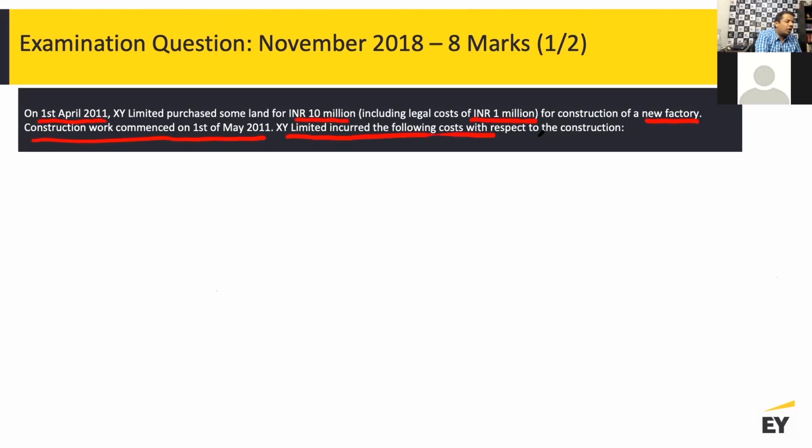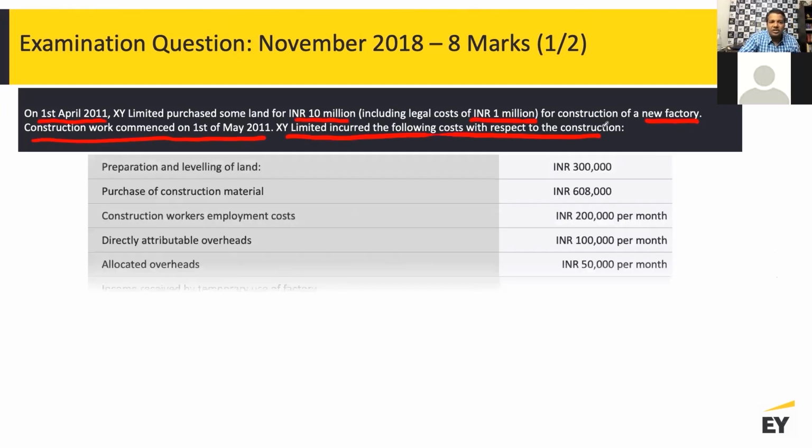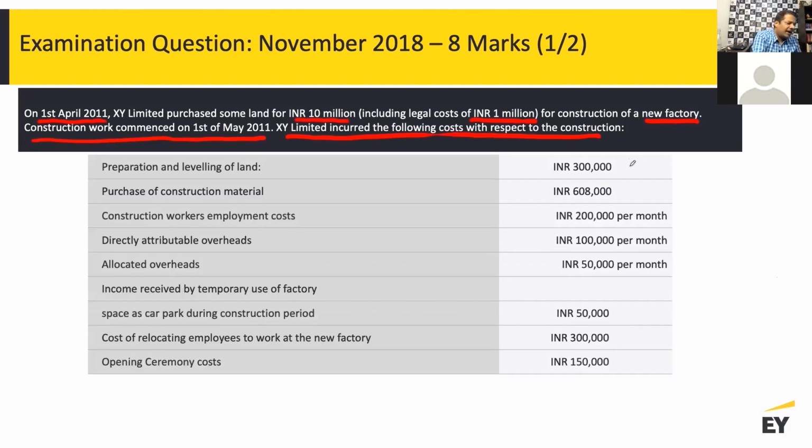XY Limited incurred the following costs with respect to the construction. So what are the costs which I have incurred? Leveling of land 3 lakh, purchase of construction material 6 lakh 8,000, construction worker employment cost is 2 lakh rupees per month, directly attributable overhead is 1 lakh rupees, and 50,000 is the allocated overhead. Allocated overheads, you remember, are not allowed to be capitalized. So allocated overhead, we will not allow them. Then income received by temporary use of factory space as a car park during the construction period, 50,000. Cost of relocating employees is 3 lakh.